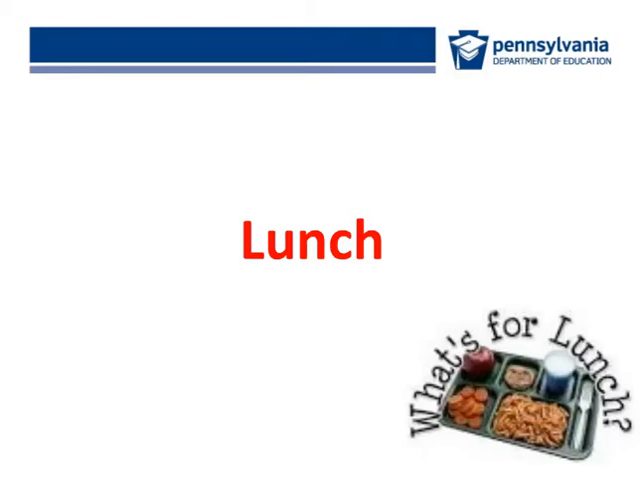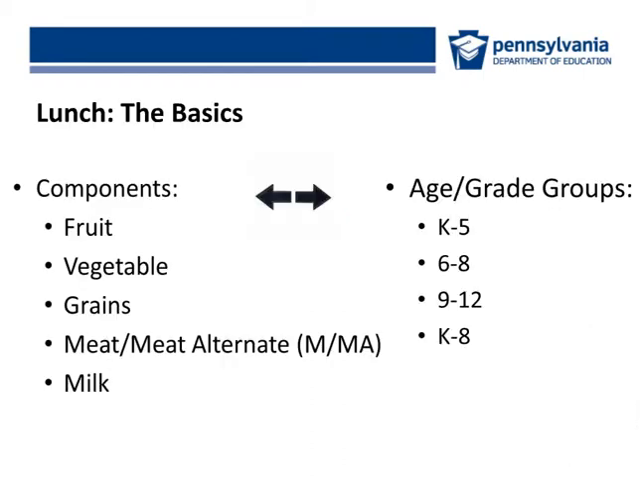Good morning. As you know, schools must follow a food-based menu planning approach and produce enough food for each child to offer each child the quantities established in the final rule. These quantities vary depending on the age grade group that is being served. On this slide, you'll see a review of the 5 components a school food authority must offer for lunch, as well as the age grade groups that schools may serve.